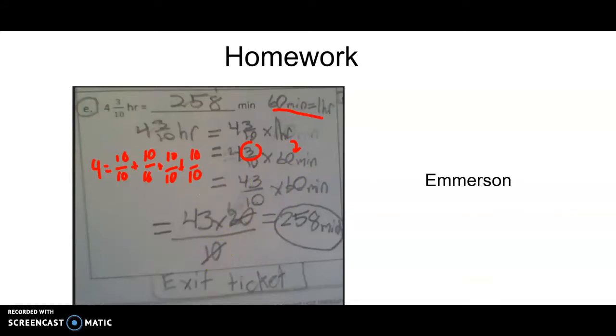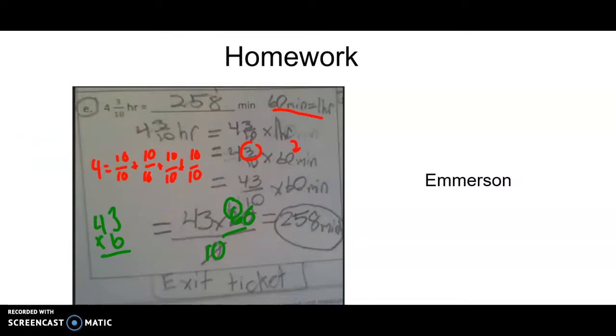And then she took it even a step further using some of the strategies we've talked about in class before, closure. If you can divide, that makes things a little bit easier. So she took 60 right here, divided by 10, and she said, well, I know that gives us 6, and she has that 6 right there. And then she multiplied 43 times 6 to give us our 258 minutes. Outstanding job, Emerson. Looks great.